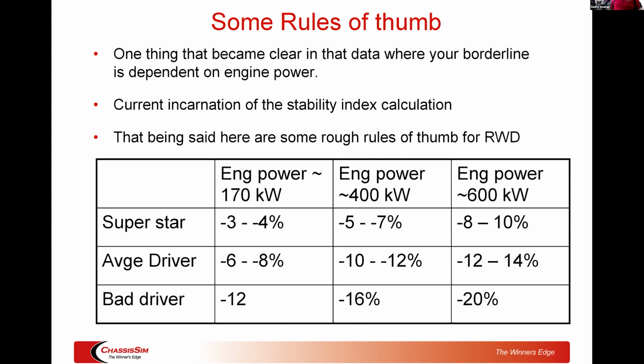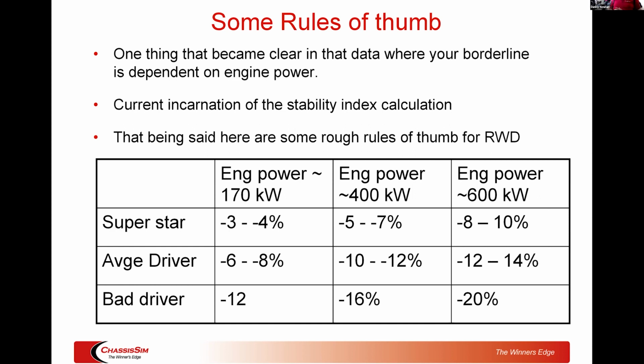If your engine power is about 170 kilowatts at the wheels, or about 220 horse, give or take, your superstar will be able to cope with about -3 to -4%. Your average driver, -6 to -8%. Your bad driver, -12 to -16%. Once you move into an engine power of about 400 kilowatts or so at the rear wheels, or about 500 or so horse, your superstar will cope with about -5 to -7%. Your average driver will cope with about -10 to -12%.